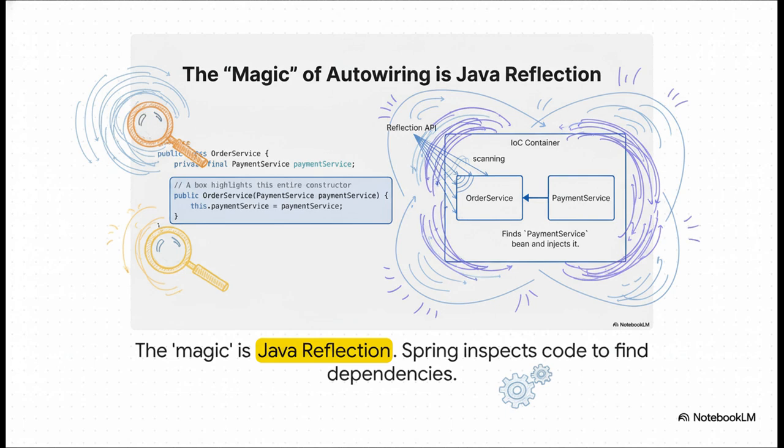The Reflection API lets Spring essentially look inside your code while it's running. It can peek into your order service class, examine its constructor, and say, aha, this thing needs a payment service to work. It then finds that payment service bean in its container and passes it right in. So it's not magic at all. It's just some really clever engineering.